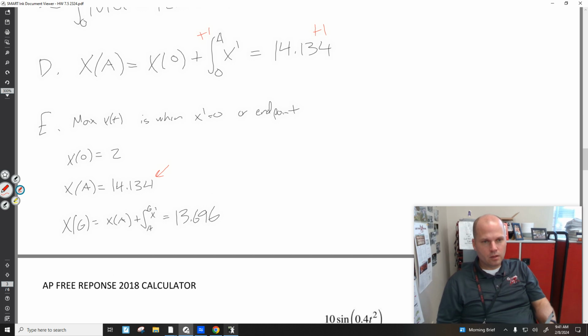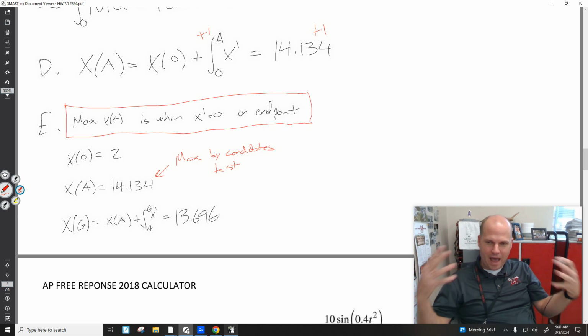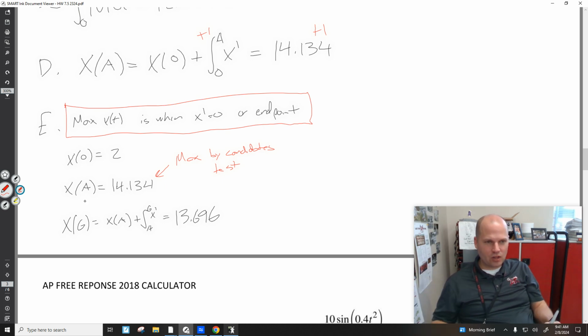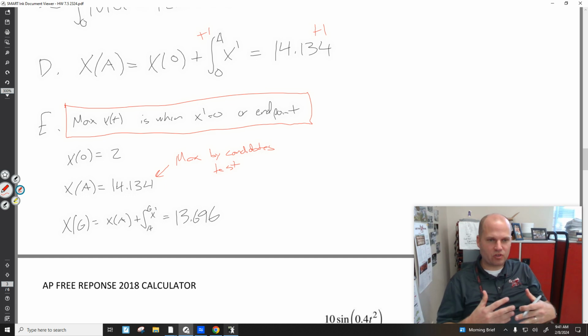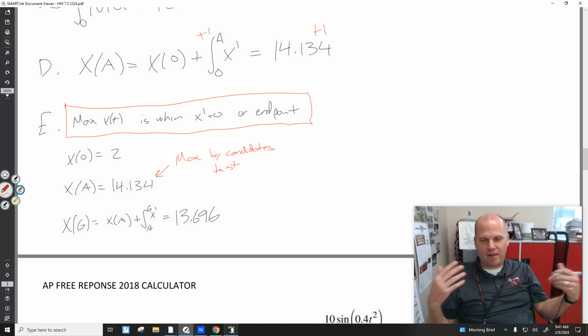You then say max by your candidates test. What the hell is a candidates test? Well, your candidates come from here. You stated here are when maxes occur. Here are all of the endpoints and zeros of the derivative. I've checked all of my candidates. I found the max.